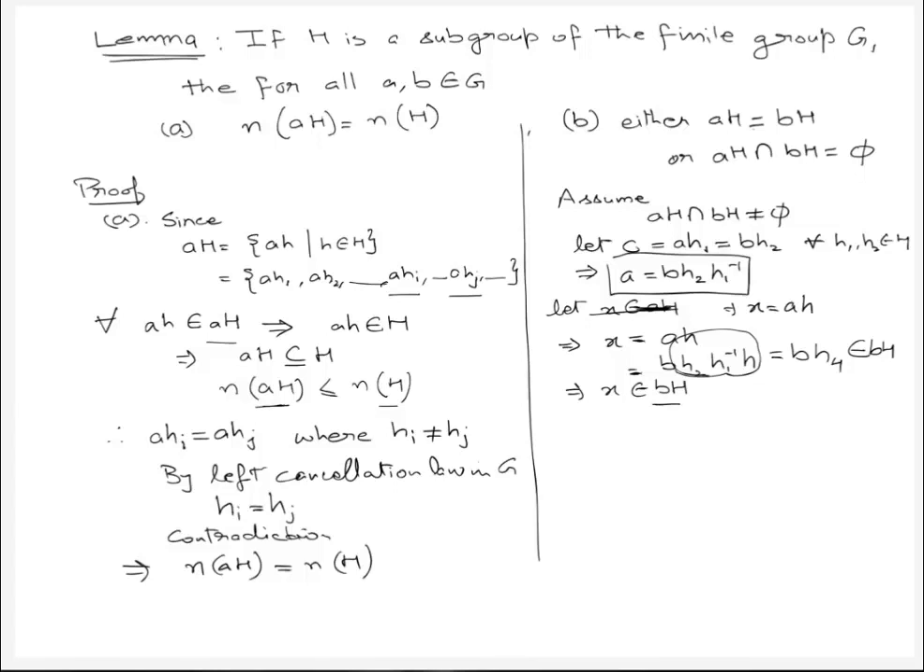So that means aH is a subset of bH. Similarly, we can show that bH is a subset of aH. So if left cosets aH and bH are not disjoint, we get from these two inclusions that aH equals bH. So any two left cosets will either be disjoint or identical.